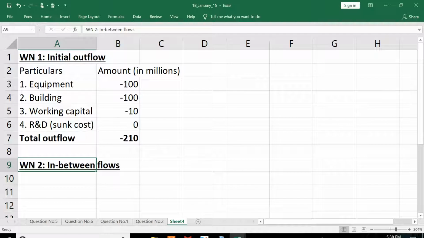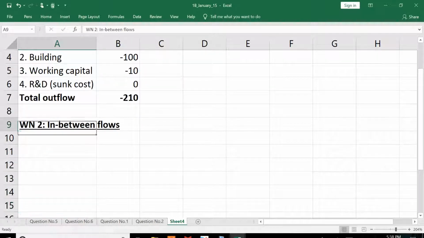Working note 2, in-between flows. How many years is the project? 4 years.